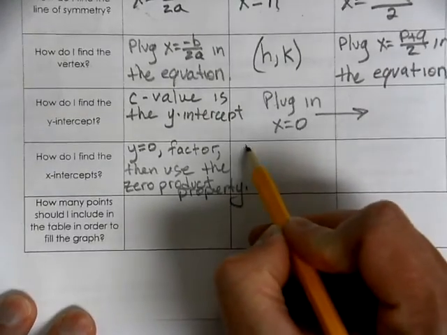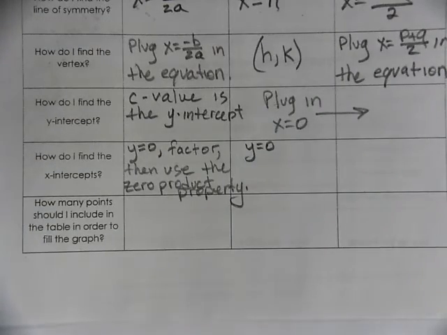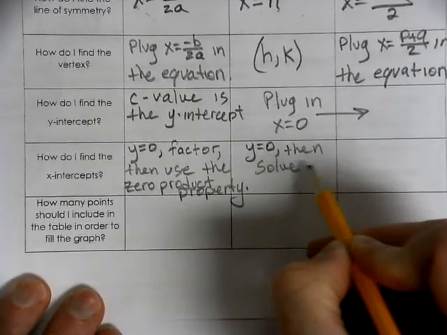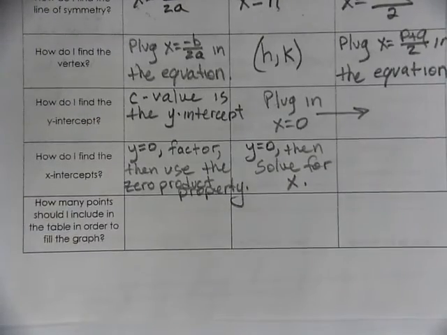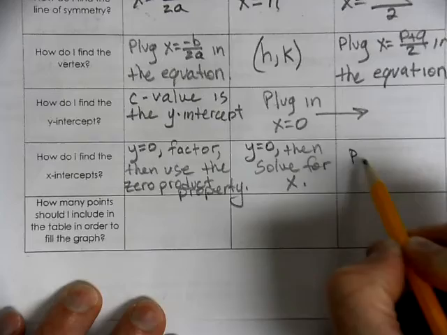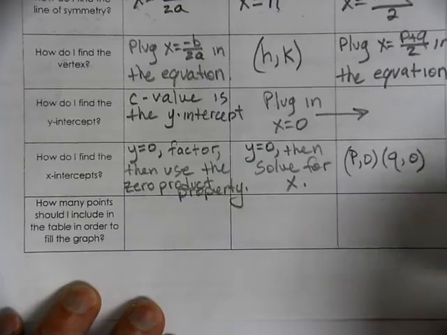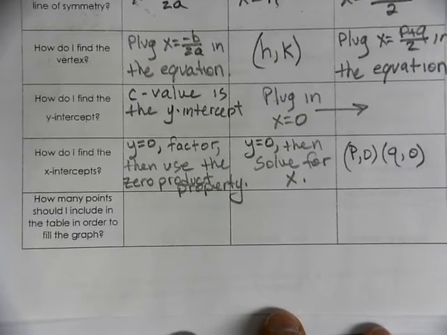In vertex form, we set y equal to 0. Then solve for x. That's going to be something we do in the future. And then, of course, in intercept form, our p comma 0 and q comma 0 will be our x-intercepts.